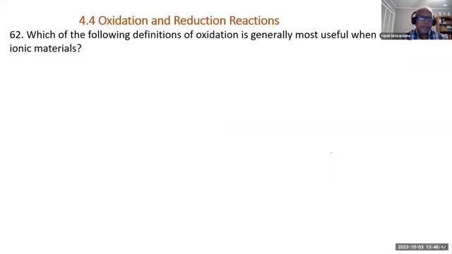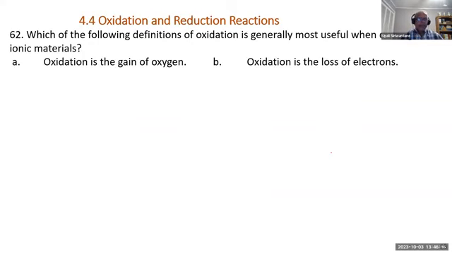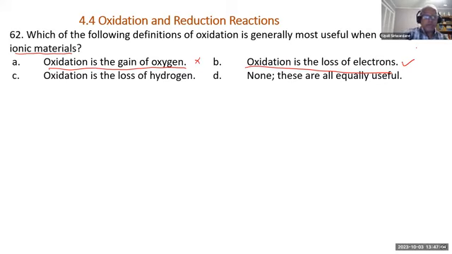Let's answer some questions. Which of the following definitions of oxidation is generally most useful when dealing with ionic material that contains metal ions? Oxidation as a gain of oxygen, we never talked about it yet, and for ionic material that's not true. There's a clear loss of electrons, that's the correct answer. Ions exchange electrons directly. The other choice is oxidation as loss of hydrogen. We never talked about it yet. None of these. Only this one is correct. B is the correct answer.